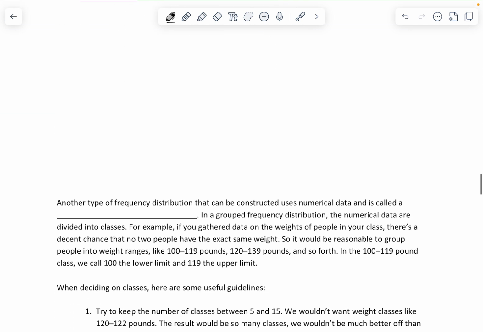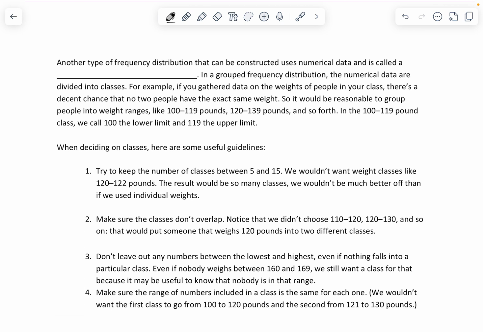Another type of frequency distribution that can be constructed uses numerical data and is called a grouped frequency distribution. In a grouped frequency distribution, the numerical data are divided into classes. For example, if you gathered data on the weights of people in your class, there's a decent chance that no two people have the exact same weight. So it would be reasonable to group people into weight ranges, like 100 to 119 pounds, 120 to 139 pounds, and so forth. In the 100 to 119 pound class, we call 100 the lower limit and 119 the upper limit.